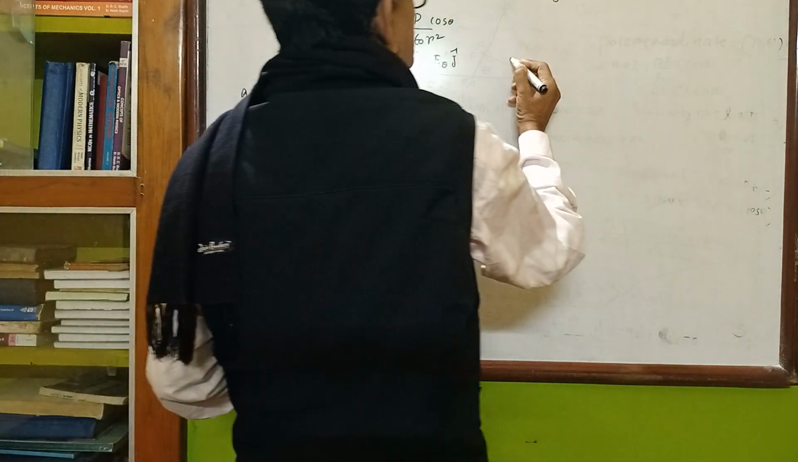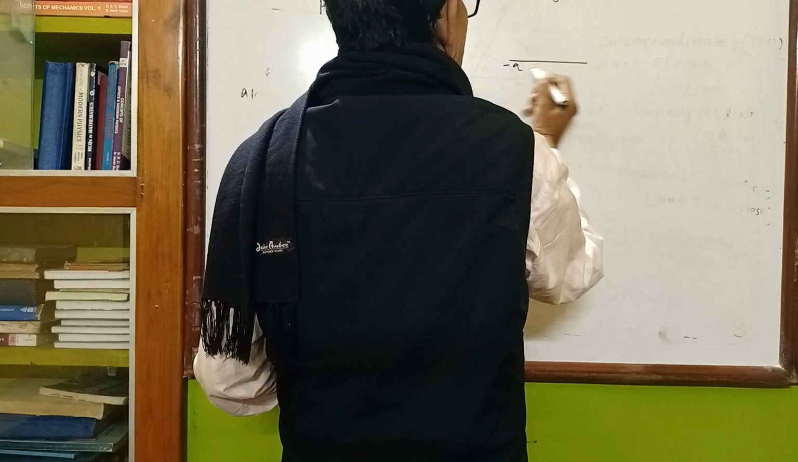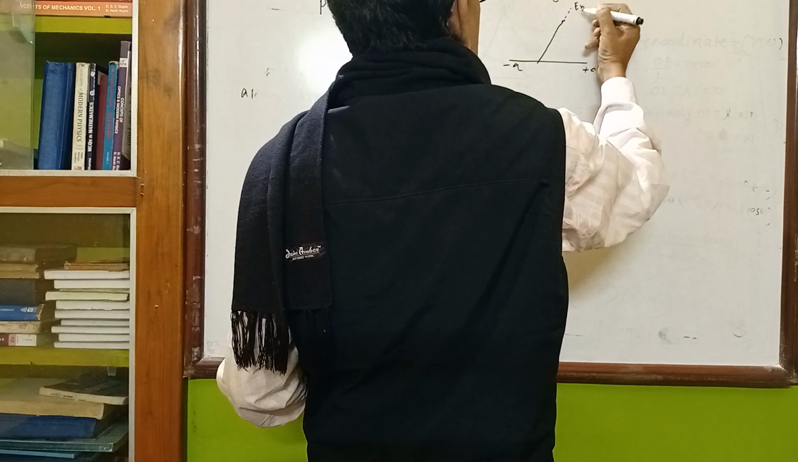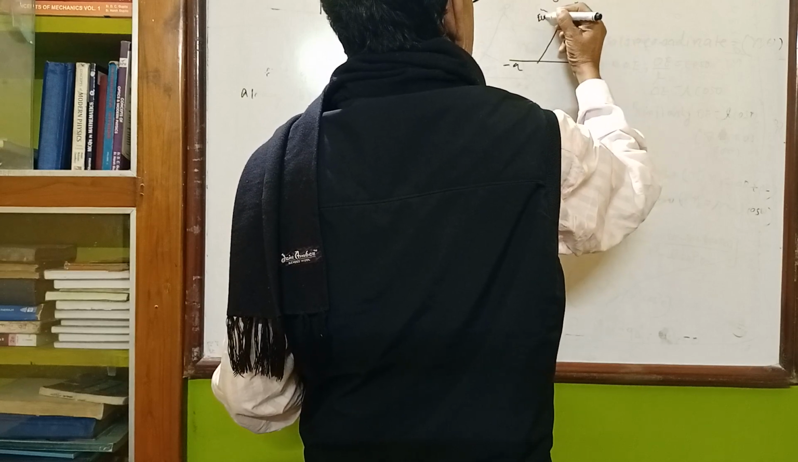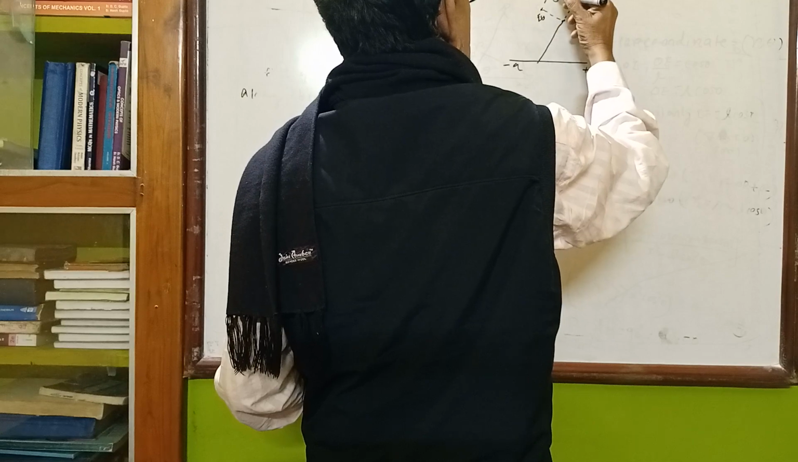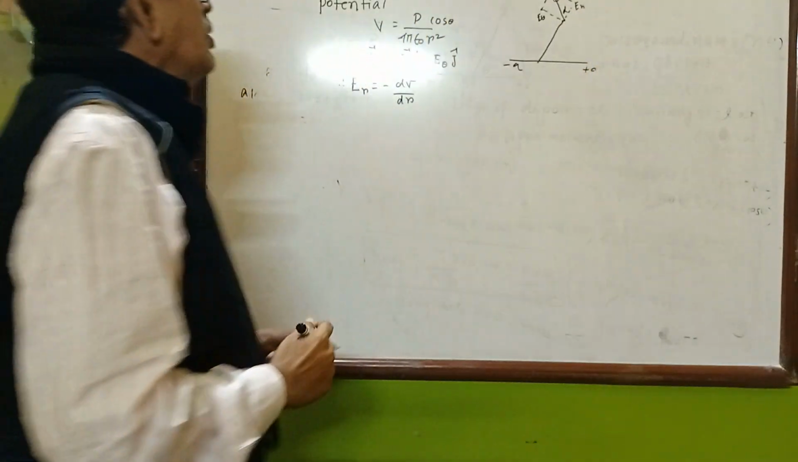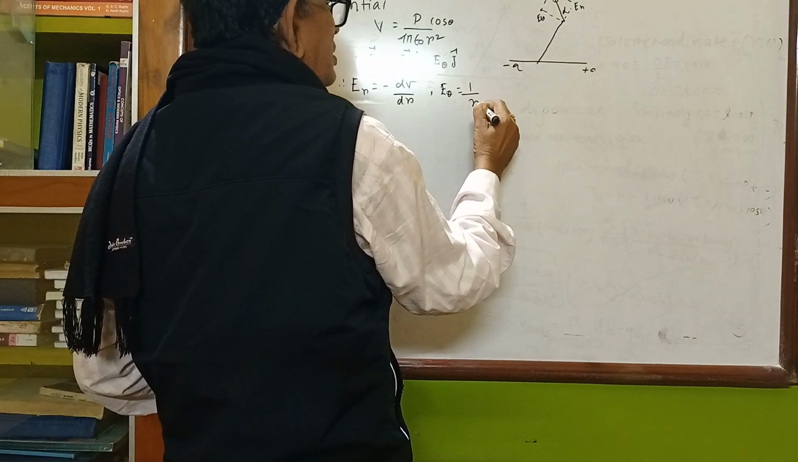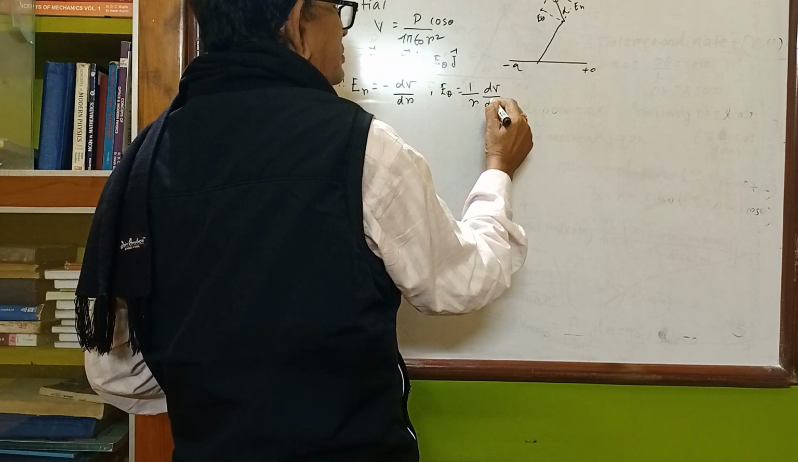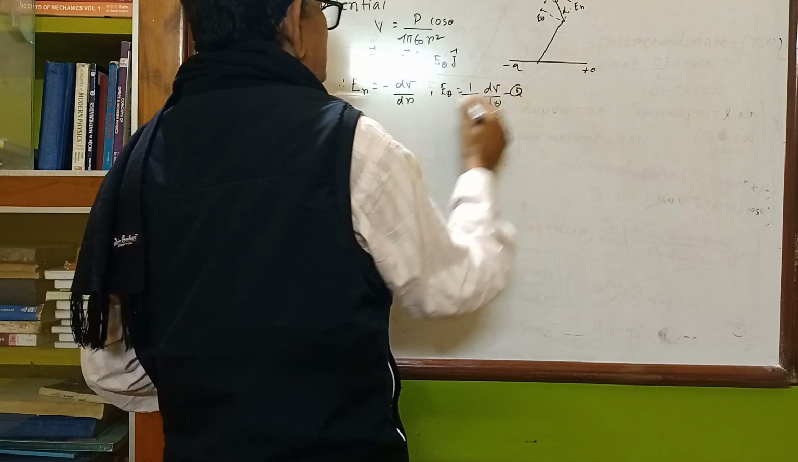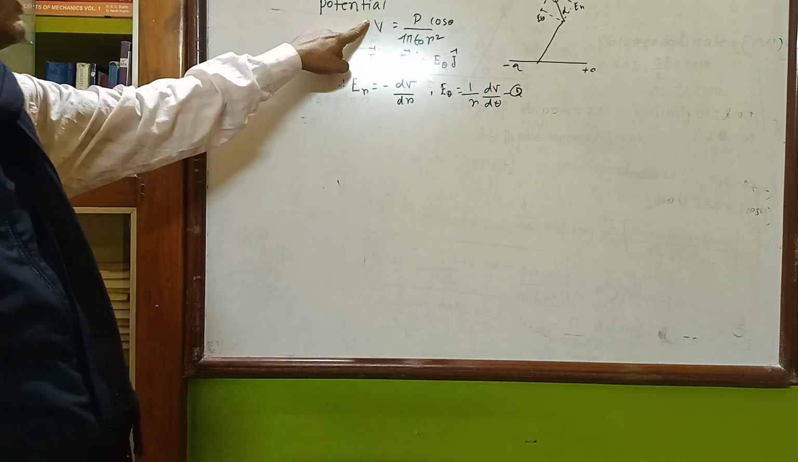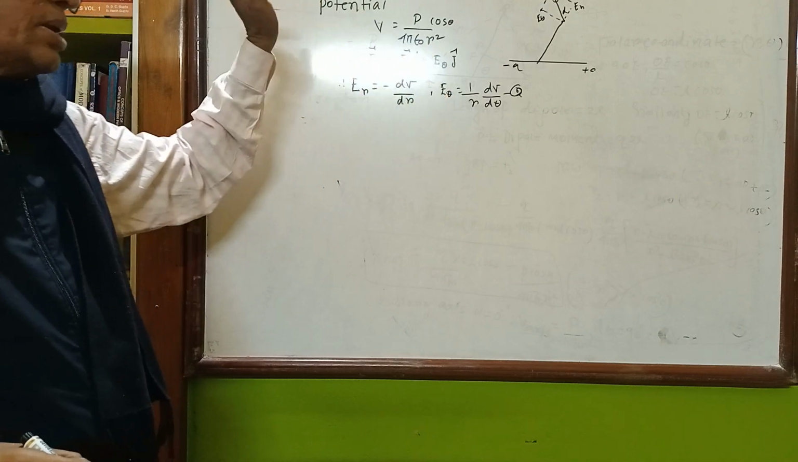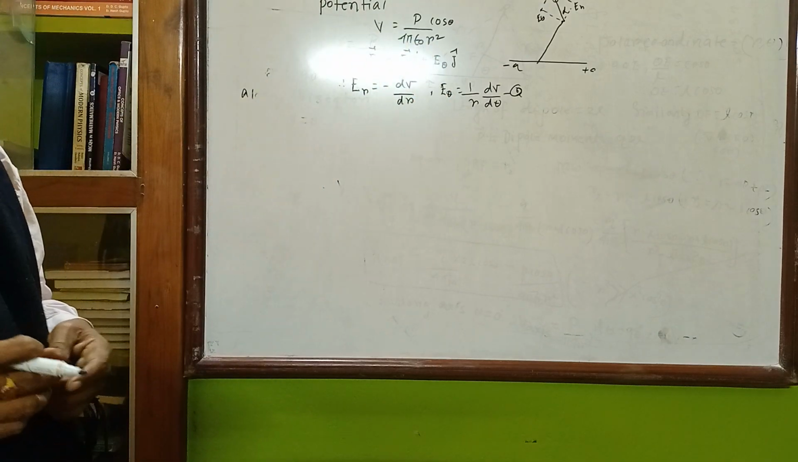So this is the dipole, that is minus q and that is plus q. That is the point P, along the axis E_r, along the perpendicular E_theta. If you complete the parallelogram, you are getting alpha. Now E_theta is 1 by r dV by d theta. So V is given. First you take the derivative with respect to the radius vector r, and then the derivative with respect to theta.